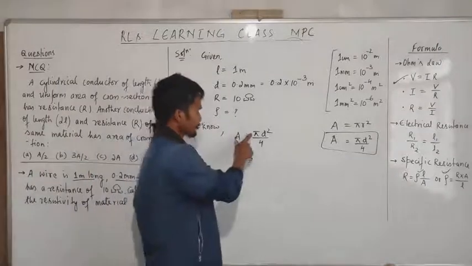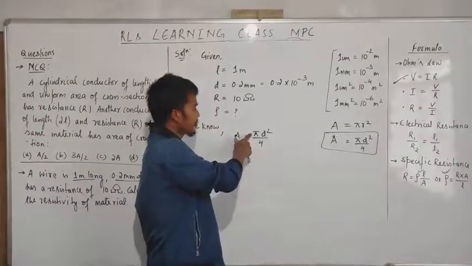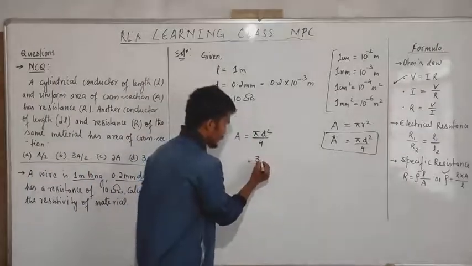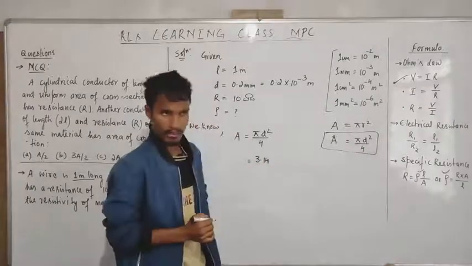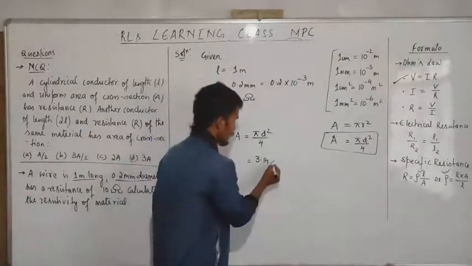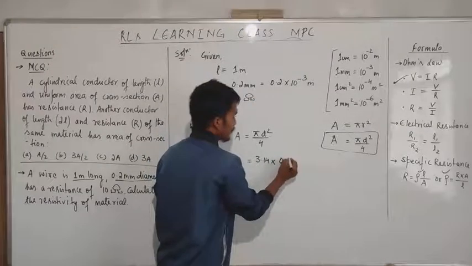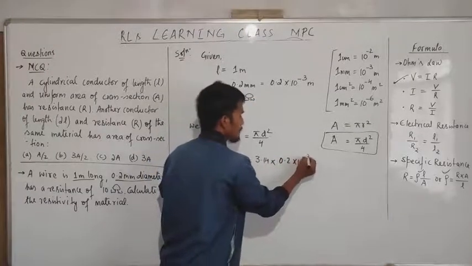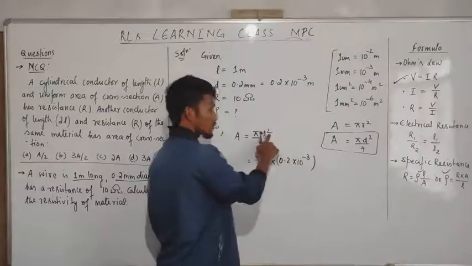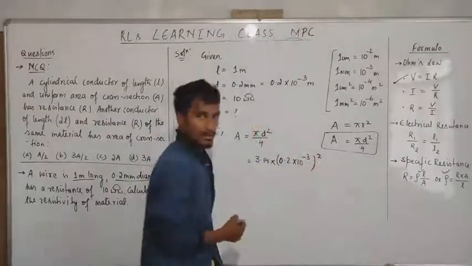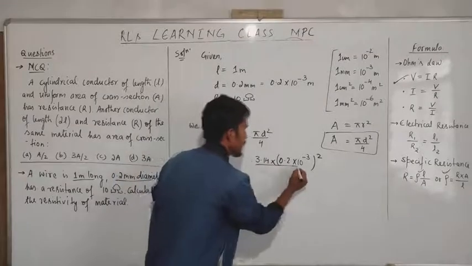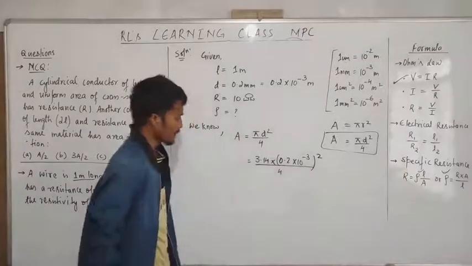Then here, what's the value of pi? Pi will be 3.14. This is the approximate value of pi. Then what's the value of d? This will be 0.2 into 10 to the power minus 3, and because there is a square here, I'll put a square also here, then divided by 4.